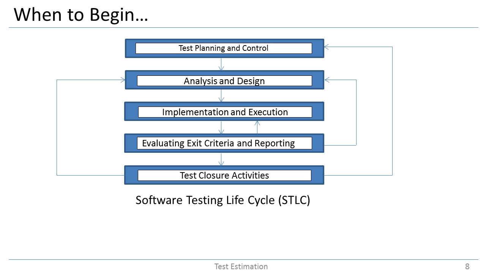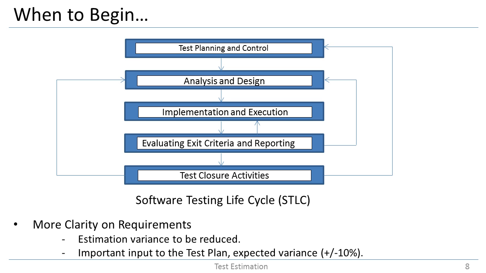Another factor I would like to discuss over here is more clarity on the requirements. As one progresses further with the project and starts getting the clarifications and more understanding about the project, the estimation variance should get reduced accordingly. The test effort value is an important input to the test plan in the planning stage, so make sure to have test estimates with plus minus 10% variance at the time of writing a test plan.